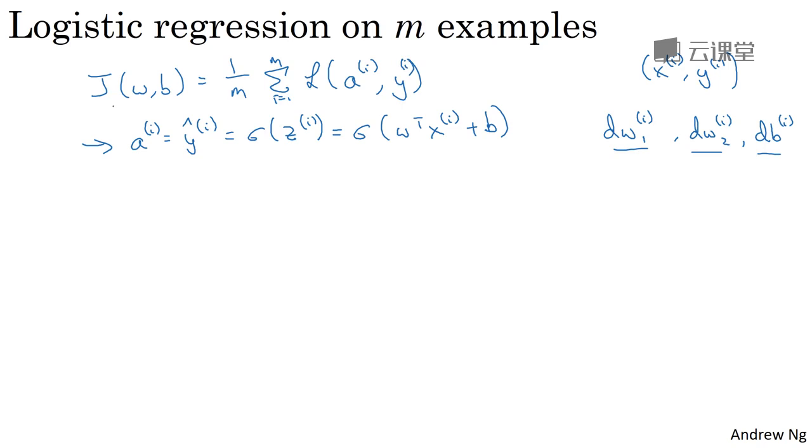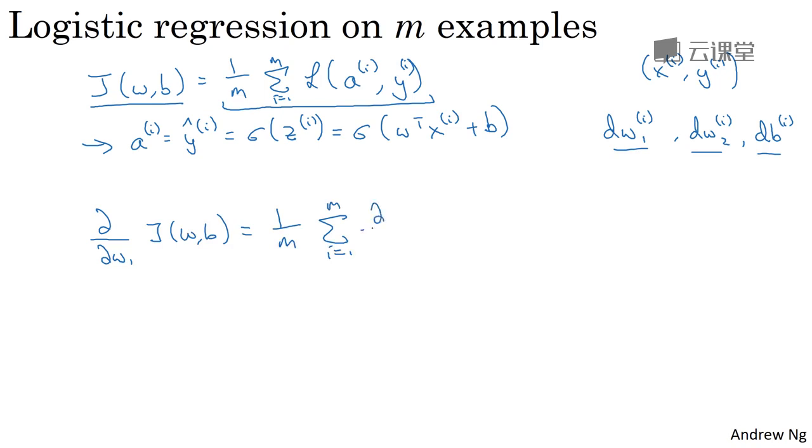So now you notice the overall cost function is the sum, or it's really the average, because of the 1 over m term, of the individual losses. So it turns out that the derivative with respect to, say, w1 of the overall cost function is also going to be the average of derivatives with respect to w1 of the individual loss terms.